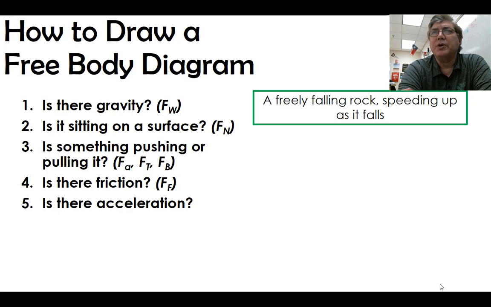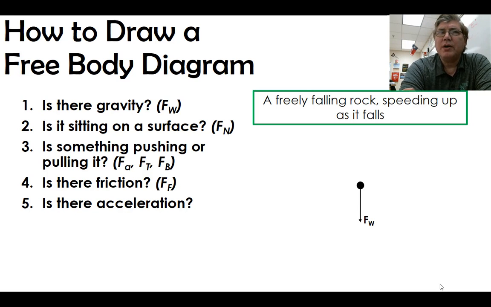How about this example? A freely falling rock speeding up as it falls. The first question, is there gravity? Yes, there is, so we have the force of weight. Is the rock sitting on a surface? No, so there's no normal force. Is something pushing or pulling it? The answer to that is also no, not unless it was hanging by a string or being pulled over the edge of a cliff or something.